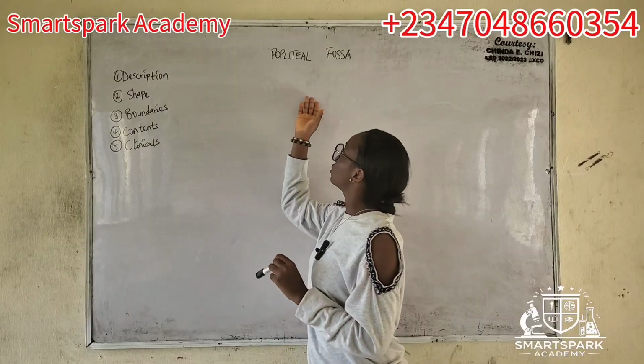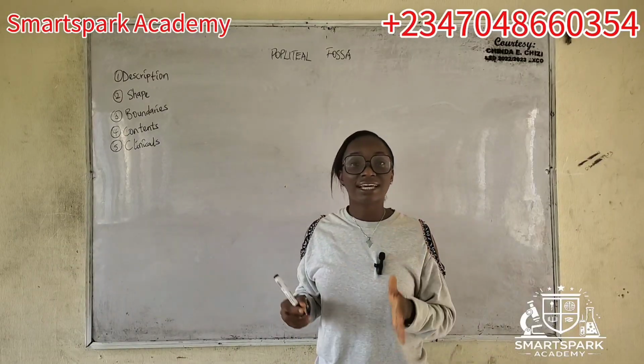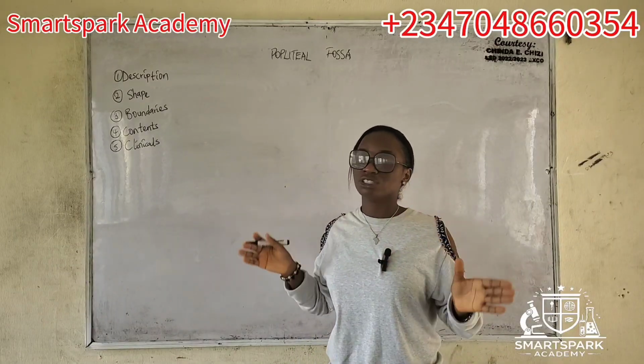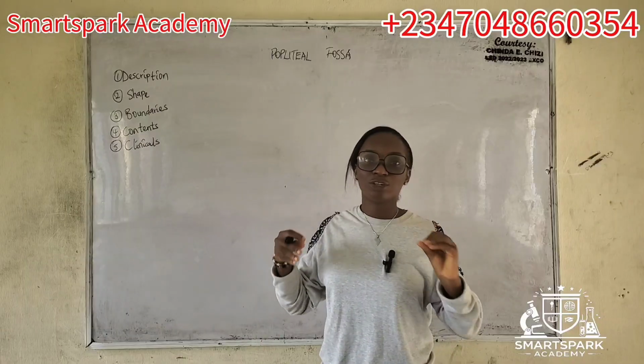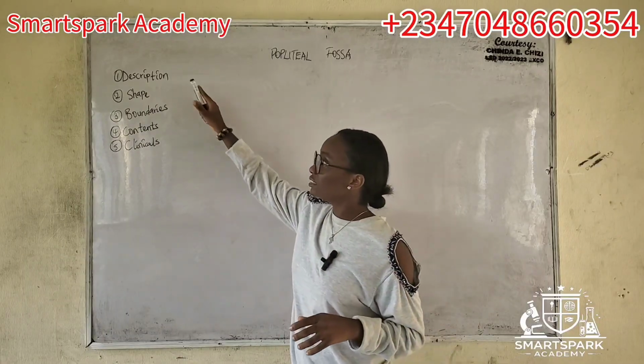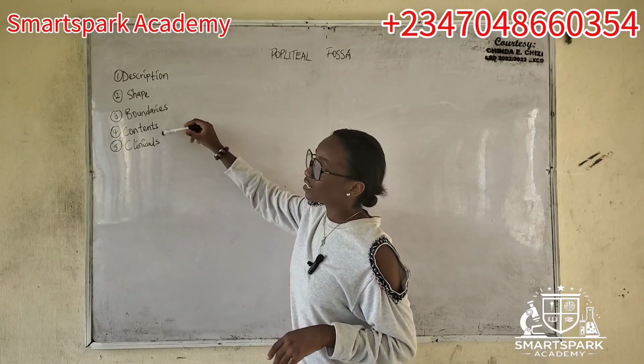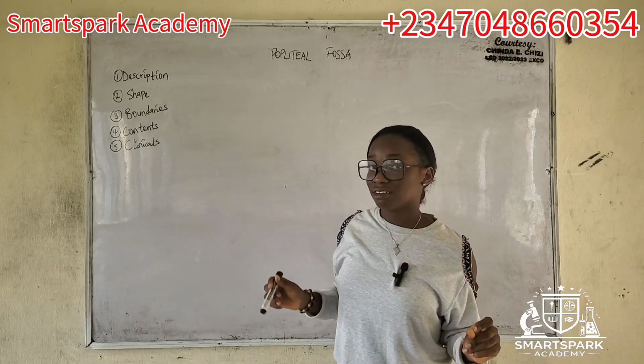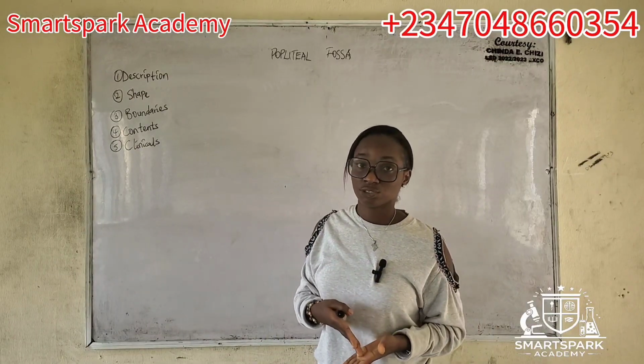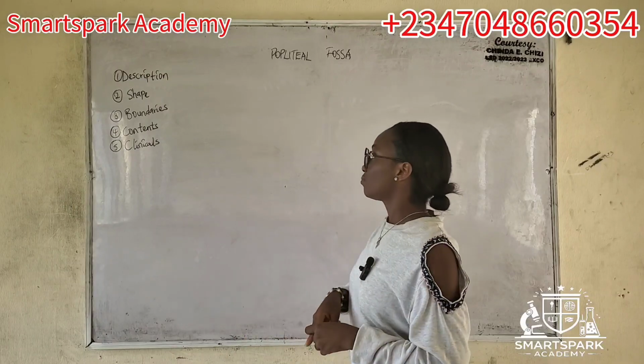We are going to be studying this topic, Popliteal Fossa, using exam marking scheme. I'm not going to make it long. It's going to be brief, straight to the point, for you to get your 10 marks in exam. We have the description, the shape, boundaries, contents, clinicals. Also, don't forget to add diagrams anytime you're answering an anatomy question in an exam or test.